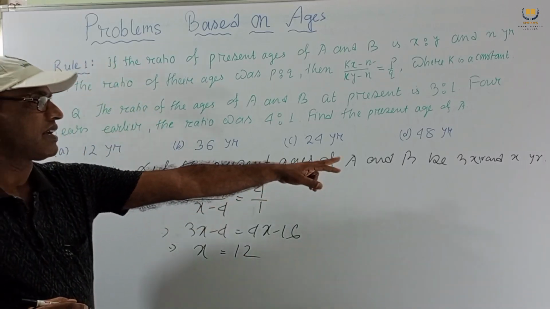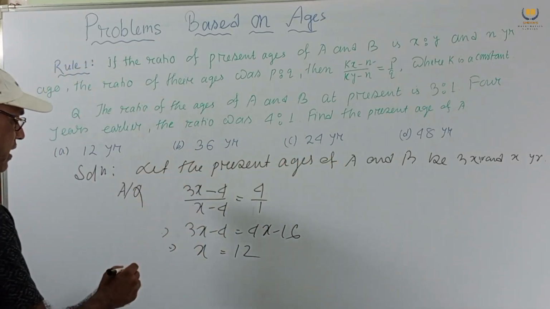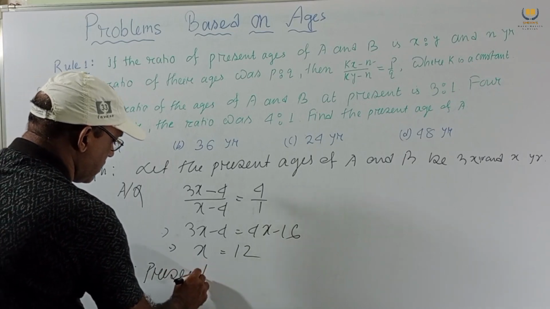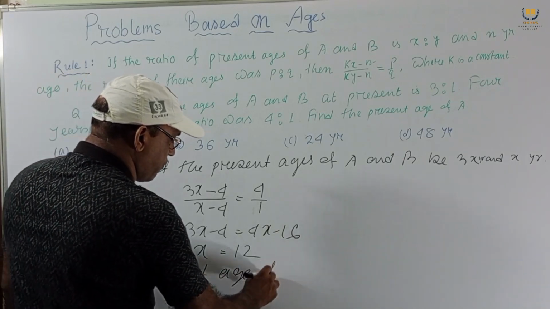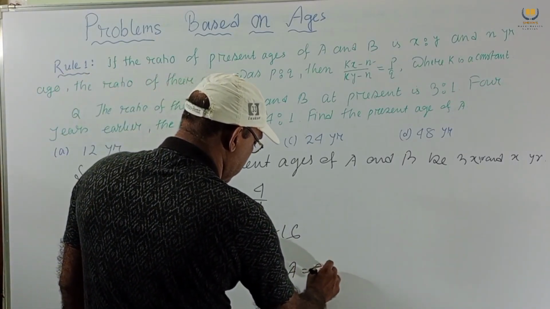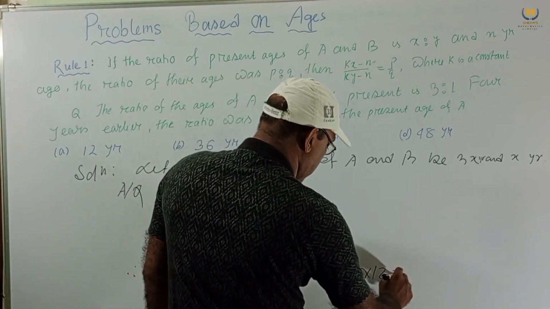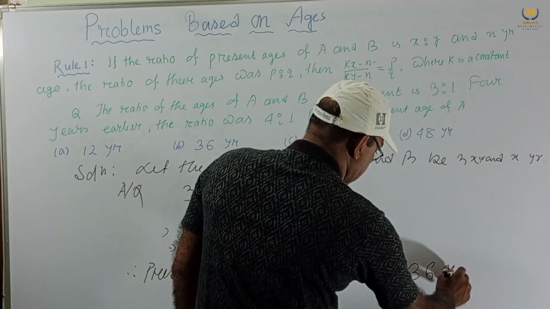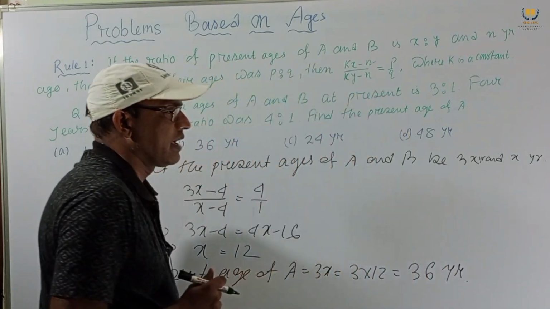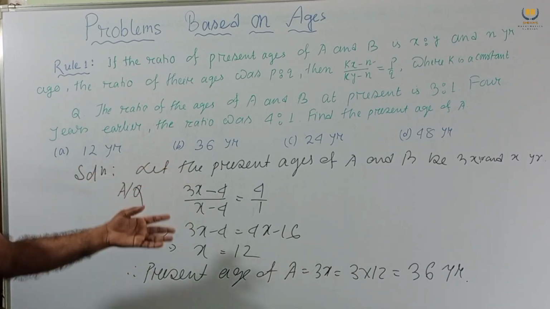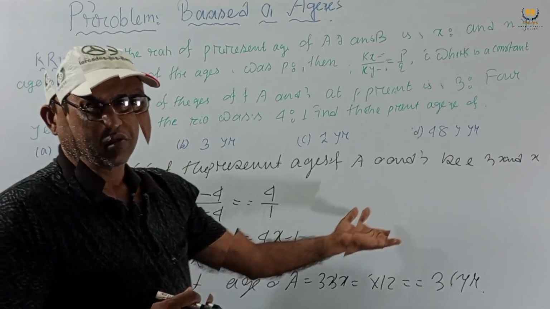Now our requirement is the present age of A. Therefore the present age of A equals 3x equals 3 into 12 equals 36 years. The answer is 36 years, option B. This is the correct option. Very easy solution and very nice solution.